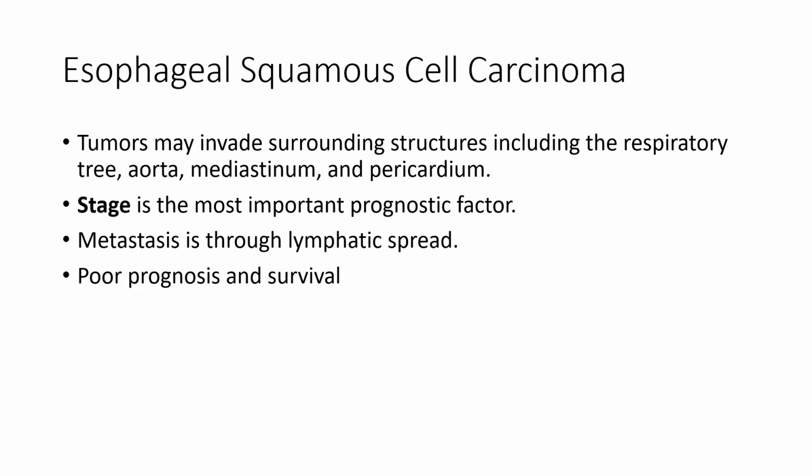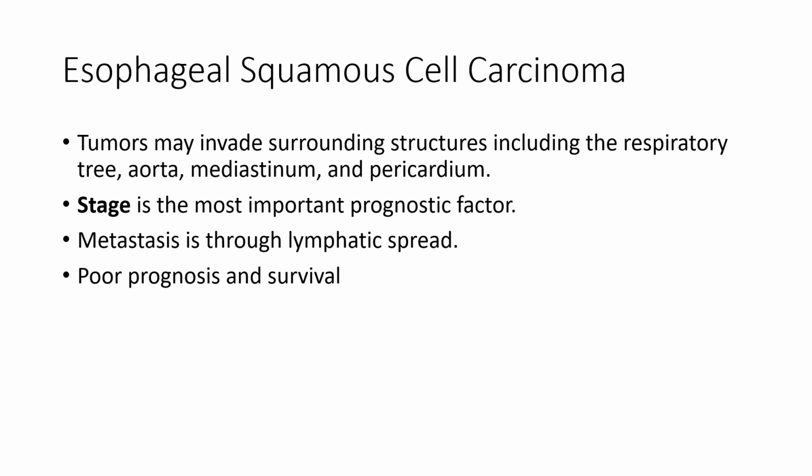These tumors invade into the esophageal wall. If they invade throughout the entire thickness of the wall, they may sometimes continue to invade into surrounding structures, such as the respiratory tree, leading to pneumonia. They may invade into the aorta, causing exsanguination, the mediastinum, and pericardium.